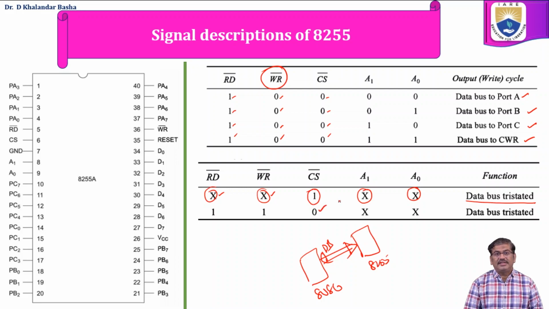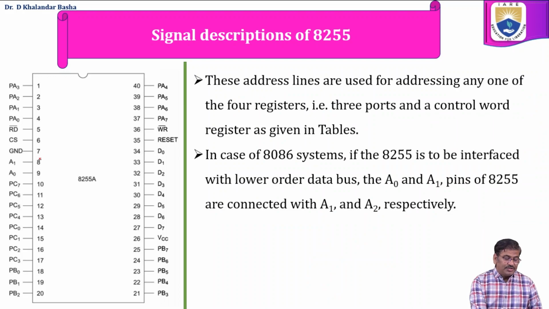Next, when chip select is active but there is no read operation or write operation, whatever the A0, A1 lines are, they are don't care. Then also we can consider the bus is tri-stated, because data transfer is not taking place as read and write signals are inactive. The address lines A0, A1 are used for addressing any one of the 4 registers, that is the 3 ports, port A, port B, port C, and the control word register, as we have shown in the previous steps.